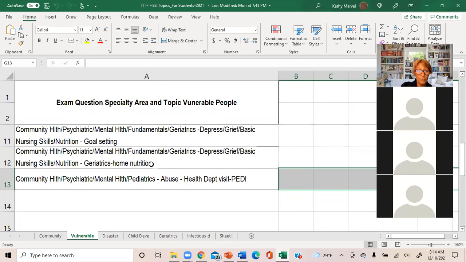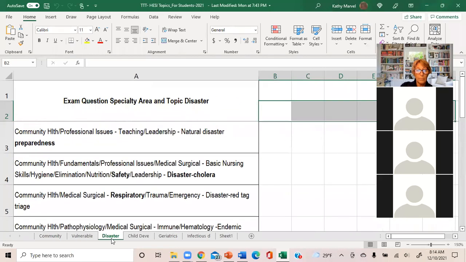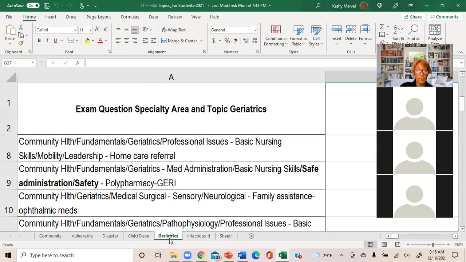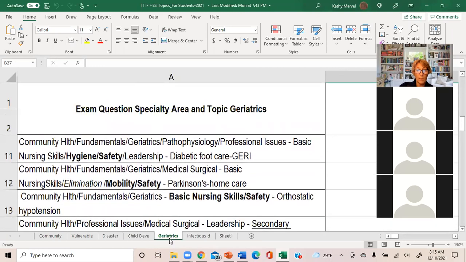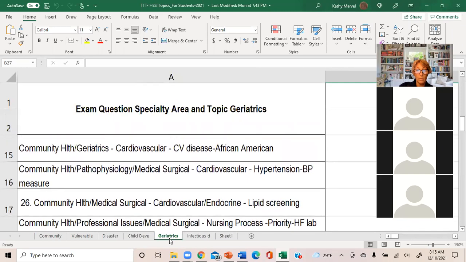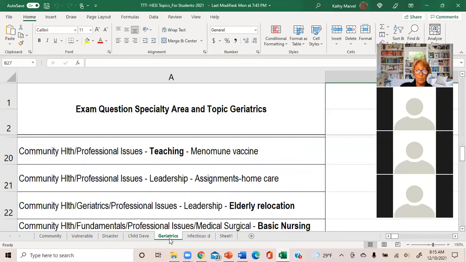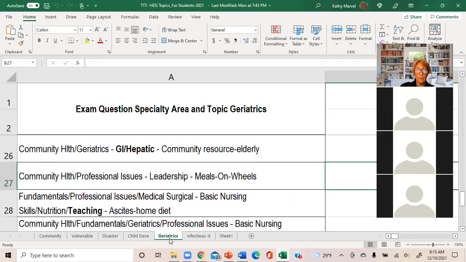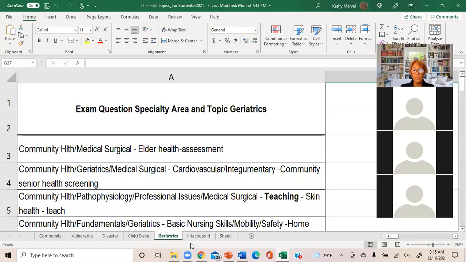Okay. That's the question, because it was geriatric and then nutrition, so I'm thinking Meals on Wheels was the priority. But it's going to come up. It's going to come up when we get to our geriatric section. Where is it? Here it is, right here. Number 27. So we'll get to that. Okay.